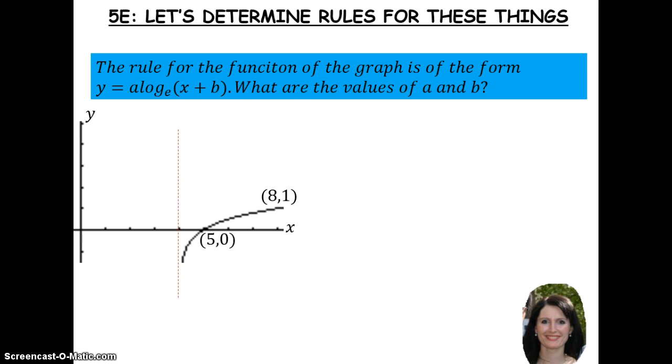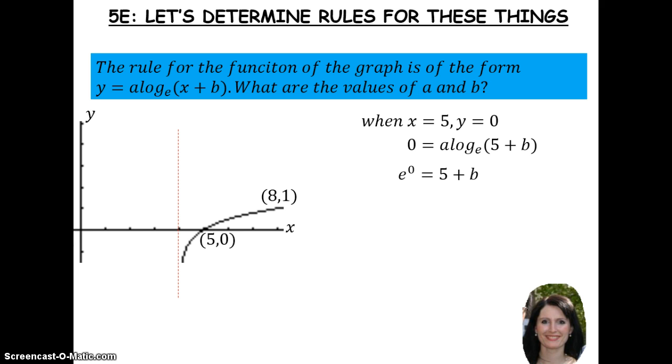Let's have a look at this one here. y equals a log e x plus b. What are the values of a and b? Well, we've got 2 points. When x is 5, y is 0. So that means 0 equals a log e 5 plus b.